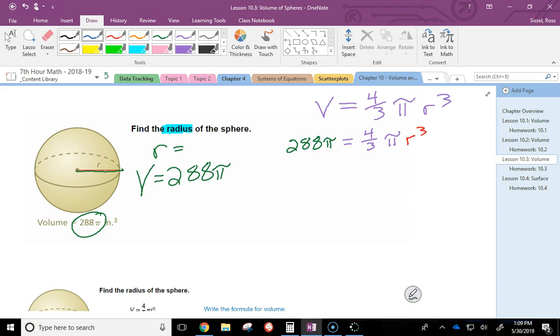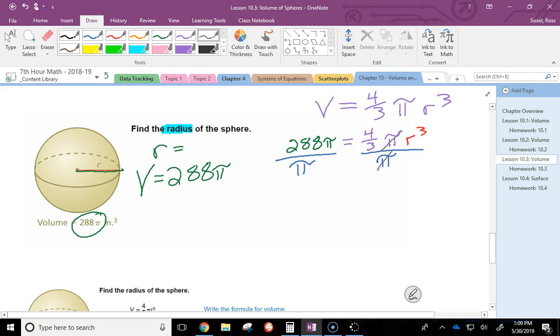Okay. So on the right side, I'm multiplying, so you want me to divide. What do I need to divide by? Okay, that's my first step. I want to get rid of pi. On this right side, I'm multiplying by pi. So I'm going to divide by pi on both sides. And pi divided by pi is 1, or we eliminate it.